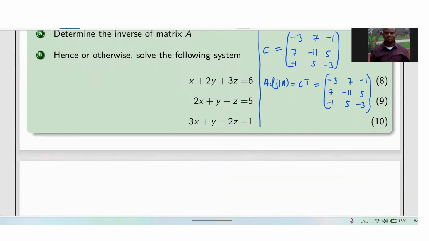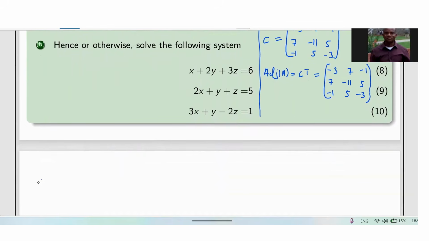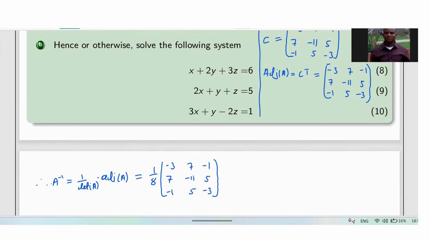And therefore, now that we have the adjoint matrix, using the formula, A inverse is equal to 1 over the determinant of matrix A times the adjoint of matrix A. The determinant is 8, so we're going to have 1 over 8 times -3, then 7, -1, then 7, -11, then 5, -1, then 5, then -3. So this is our inverse of matrix A.